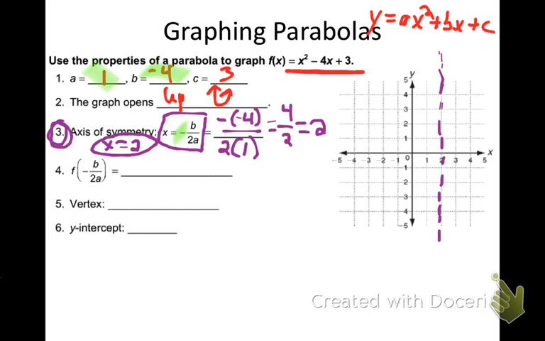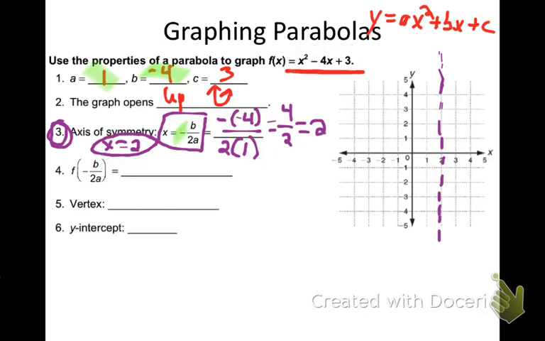Now, step number 4. This is the one students look at and say, oh my gosh, I don't even know what that is. There's an f, parentheses, and that negative b over 2a. What that means here is you take this value and plug it in to this equation. That's all that means. You find your axis of symmetry and you plug it in to find your vertex.